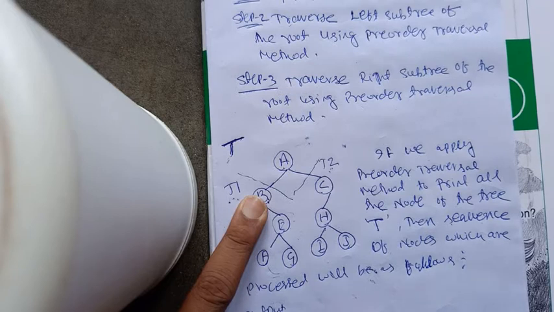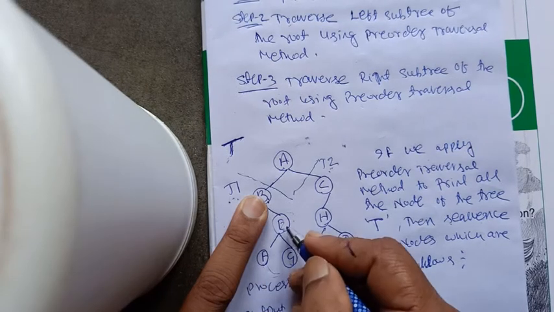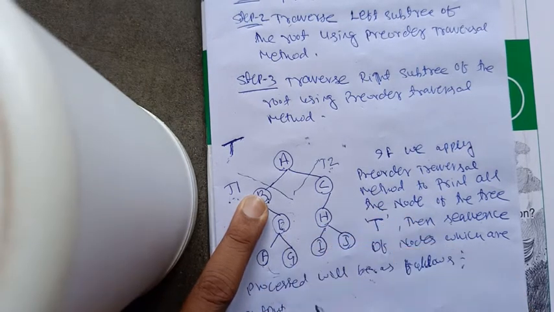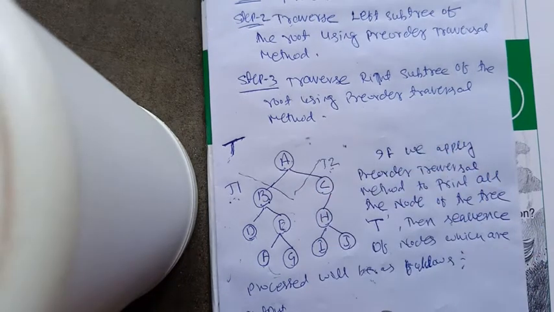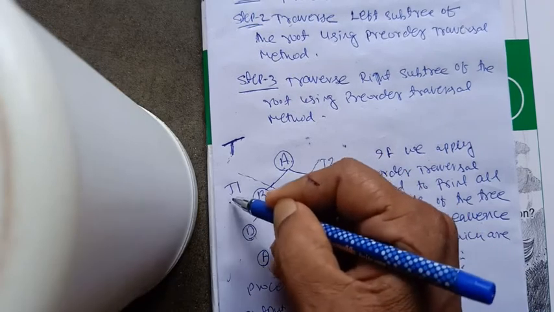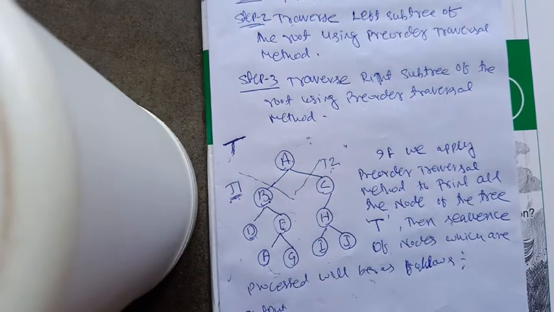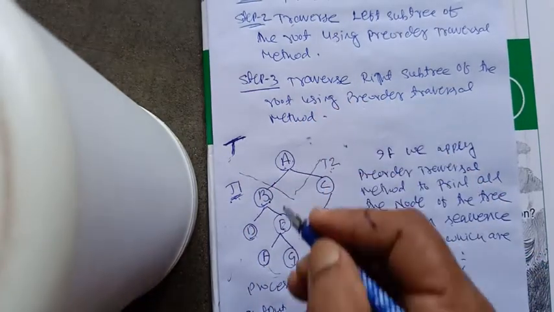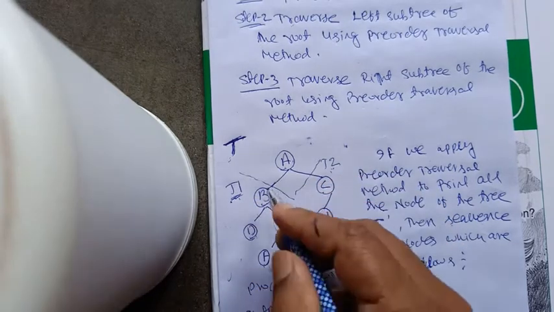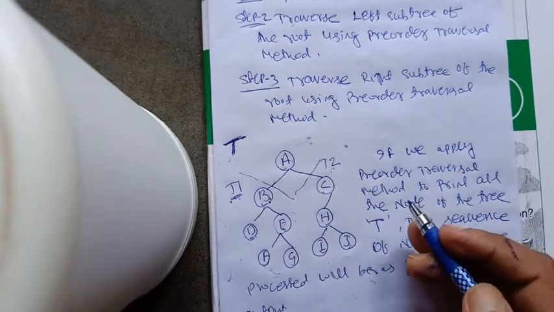So F will be processed. Now there is no left and no right of F, so E's left is processed. Now E's right will be processed. Who is the right of E? We have G. So now you realize that all the nodes of subtree T1 are printed. Root A is printed and all nodes of the subtree T1 are printed using pre-order. So for the tree whose root is A, the root is printed and its left subtree is also completed. Now we shall move to the right subtree of A.